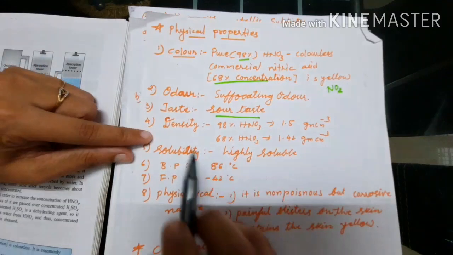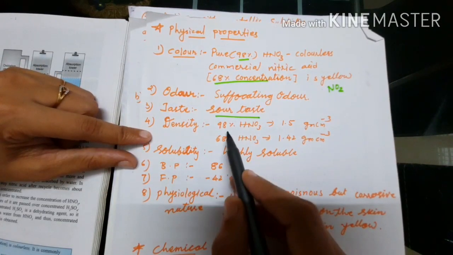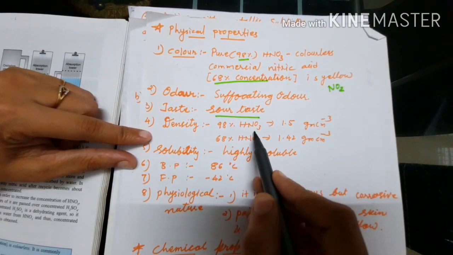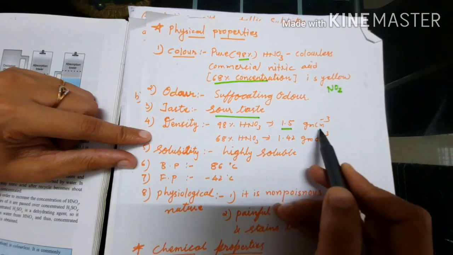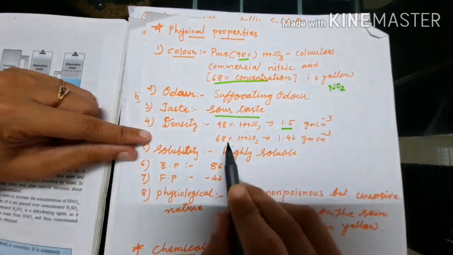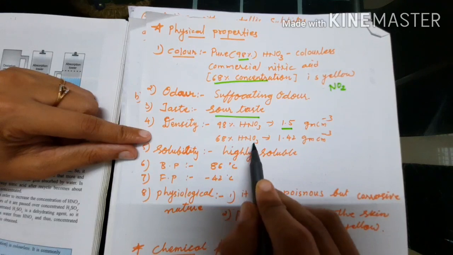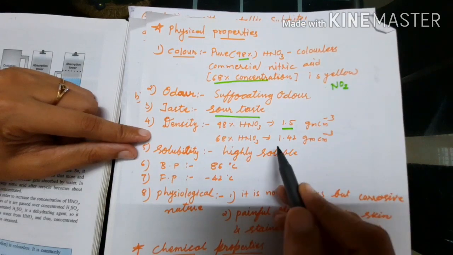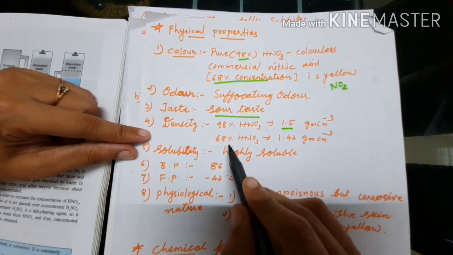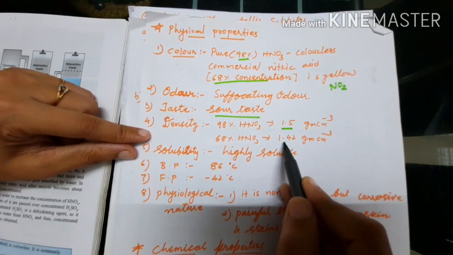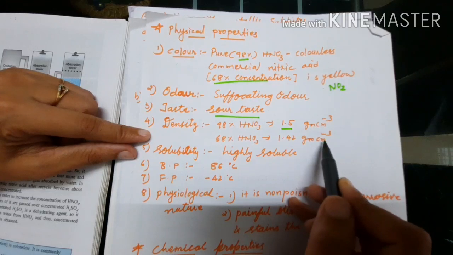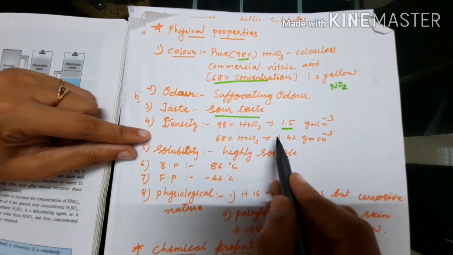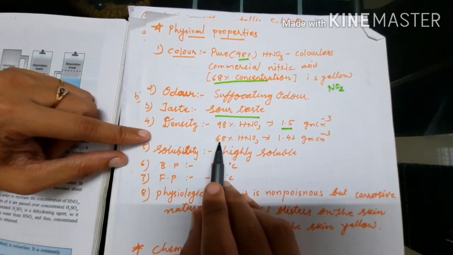Then the density of nitric acid. If it is 98% HNO3, then the density is 1.5 gram per centimeter cube. But if it is 68% HNO3, then the density will be reduced. Why will the density be reduced? Because of the water present in it. So the density is 1.42 gram per centimeter cube. So this is the density according to concentration.